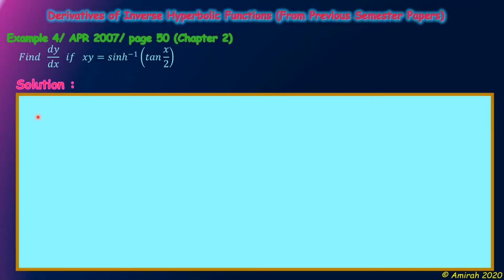Okay, now we look at example 4 on page 50 from chapter 2 in your handout. This is from a previous semester paper, April 2007. Find dy/dx if xy equals inverse sinh (tan x/2).